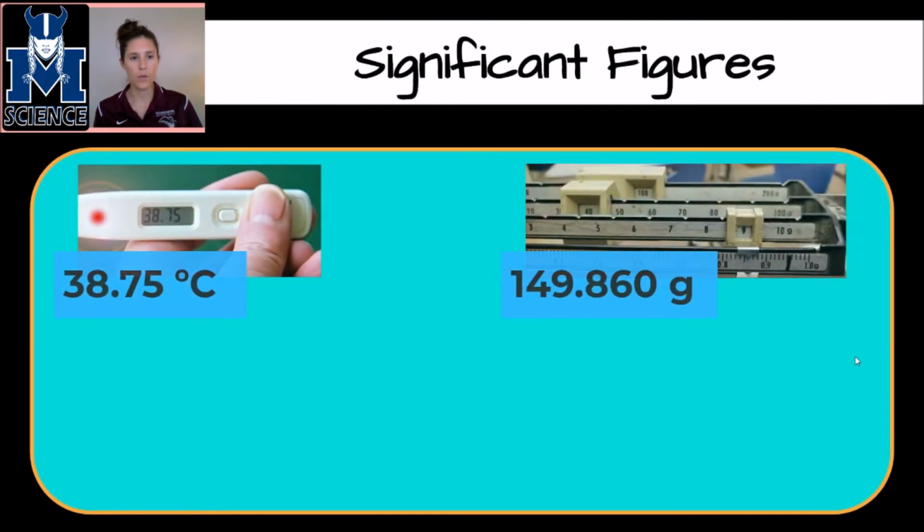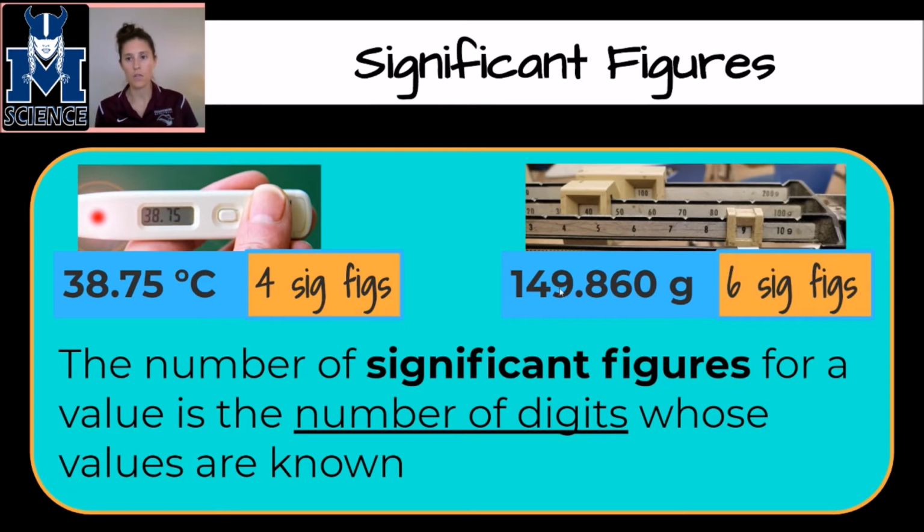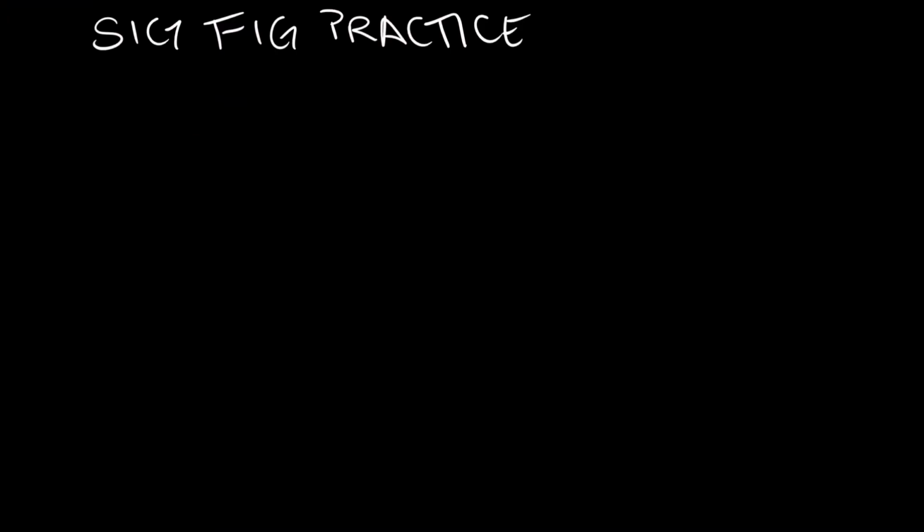So in the last video, we saw how to report numbers off of measurement devices, and that the number of digits that you report is important. So the number of digits that you report actually has a name. We call those significant figures, or I like to call them sig figs. It's not quite as much of a mouthful. But the number of significant figures for a value is the number of digits whose values are known. So for this thermometer example, we know 4 digits. There's 4 significant figures here. Okay, here we reported 6 digits purposely. So there's 6 significant figures associated with this number.